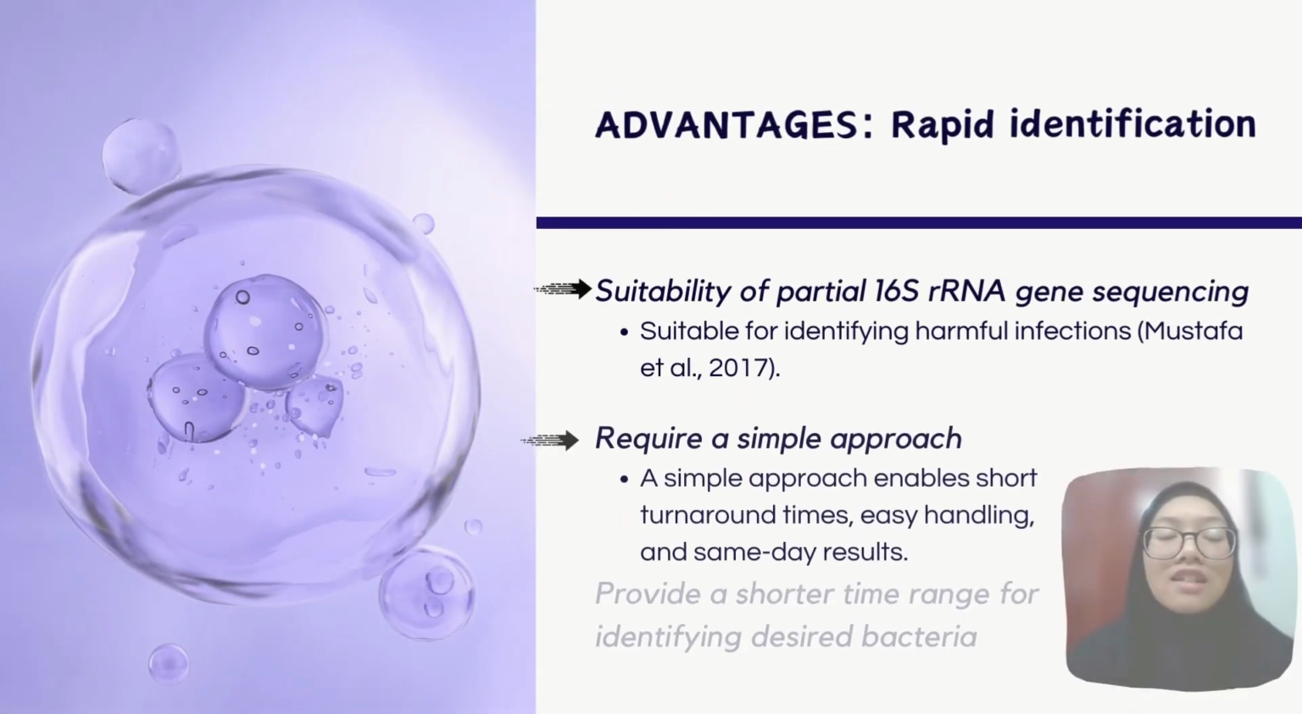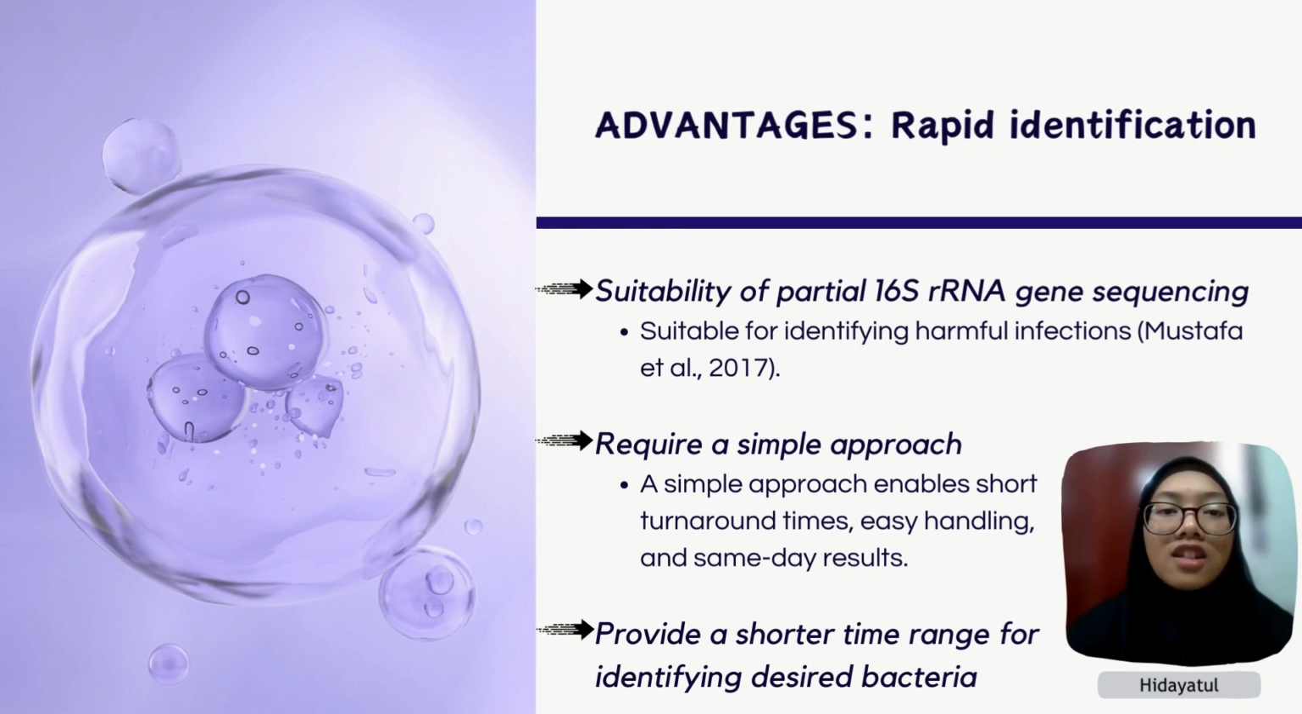bacteria. The second advantage of 16S rRNA gene sequencing is rapid identification. It has been shown that partial 16S rRNA gene sequencing is suitable for identifying harmful infections. It requires a simple approach that enables short turnaround time, simple handling, and same-day results. Compared to the older techniques, 16S rRNA gene sequencing has become more rapid and accessible because of technological improvement, providing a quick and precise tool for identifying bacteria, including Brucella isolates.